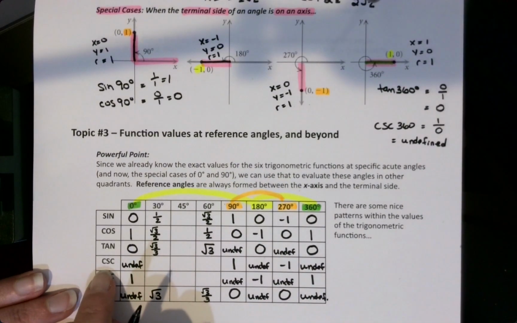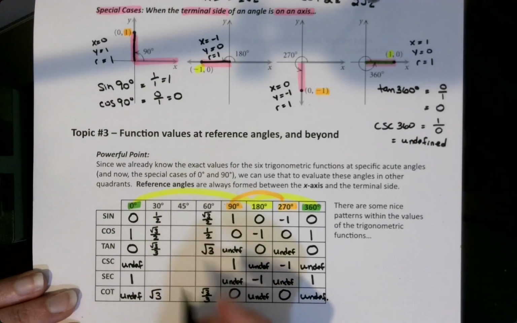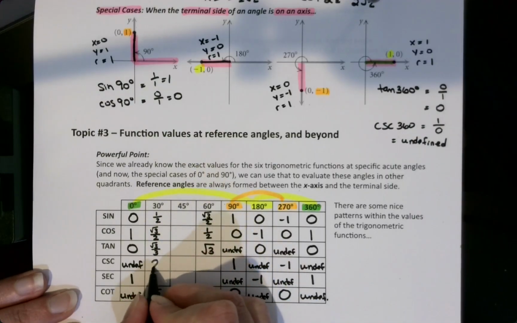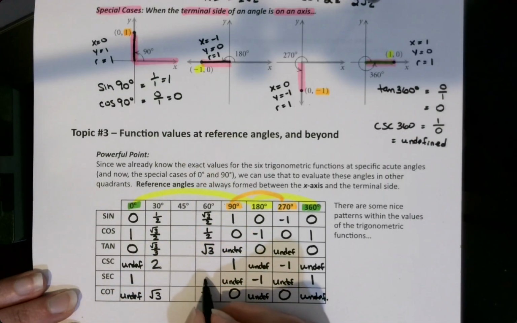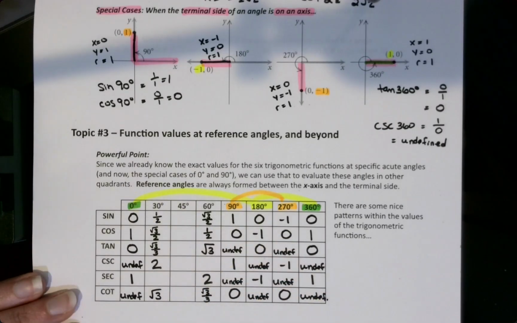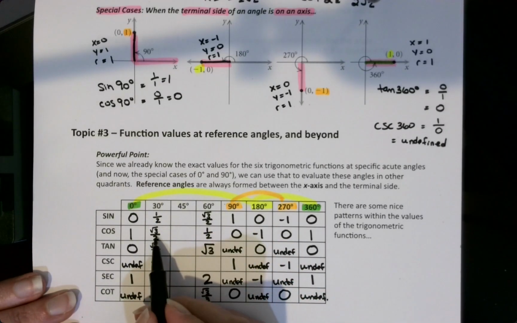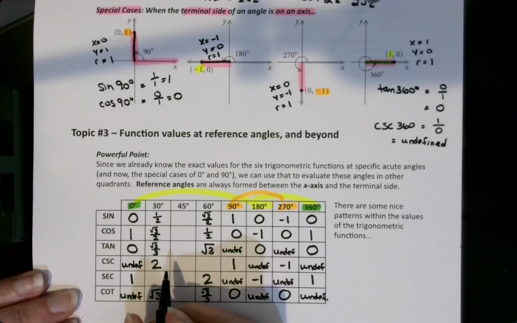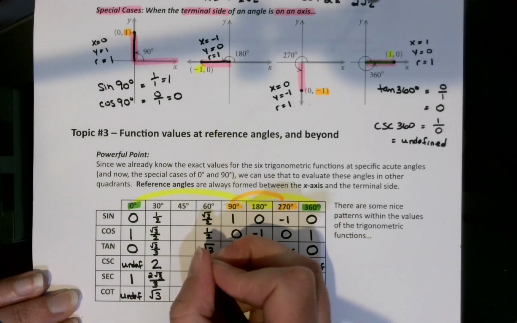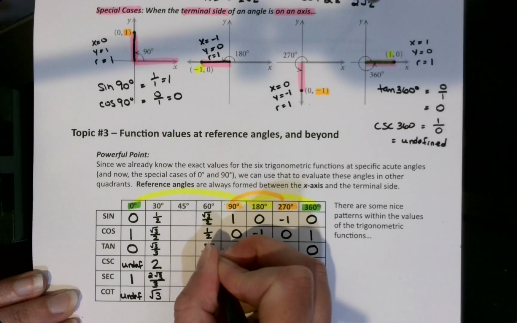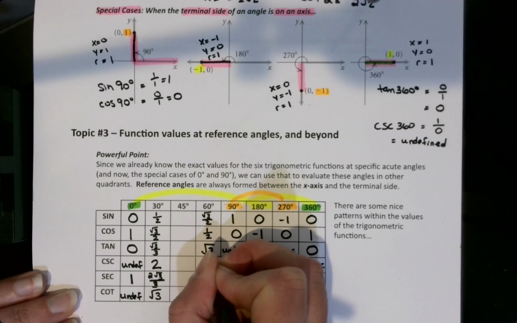Then the cosecant of 30 is going to be the reciprocal of 1/2, so that's 2. Matches up with the secant of 60, that's 2. And then the reciprocal of square root of 3 over 2 is going to be 2 square root of 3 over 3. So that's the secant of 30, and the cosecant of 60 is also 2 square root of 3 over 3.